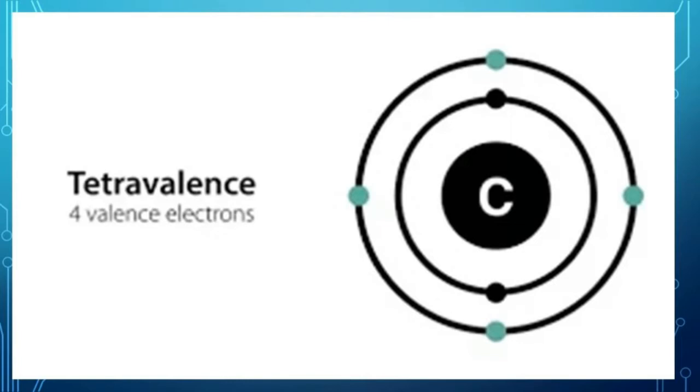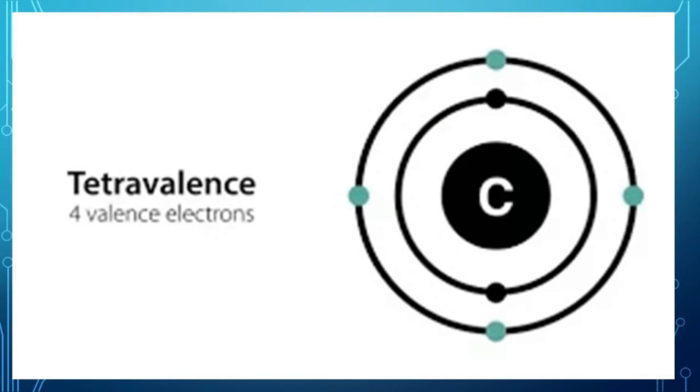Tetravalency. Another versatile nature of carbon is its tetravalency. The shell electronic configuration of carbon is 2, 4. Atomic number is 6. It has 4 electrons in its outermost orbit.